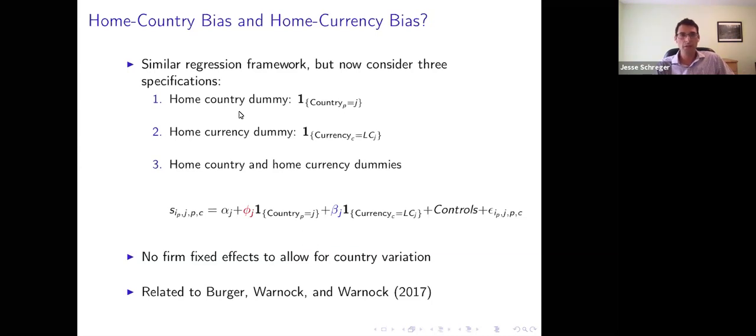We're going to ask how much of a security investors own just if the security has been issued by a firm in the investor's country. What if it's issued in the investor's home currency? And what if there's both a home country and home currency? What actually explains this effect? Now, to be clear, in this regression, it's less clean. The reason for that is we can't have any firm fixed effects, because home country here is not something that's going to vary within the firm.